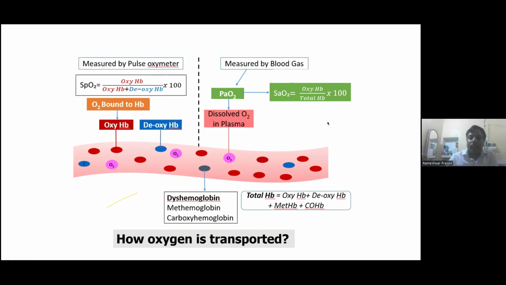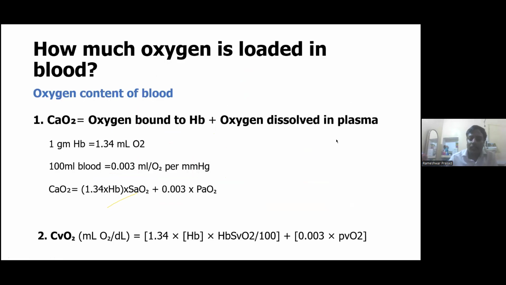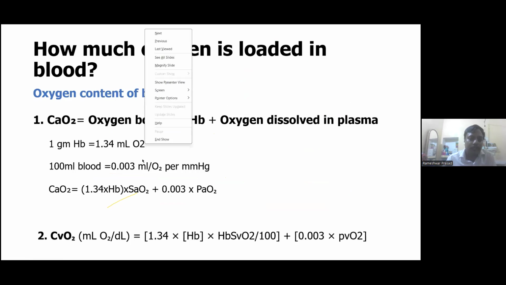Now, this is how oxygen is transported. Now, how much oxygen is transported by each ml or each deciliter of blood? This is called oxygen content of the blood. How is it calculated? This is the combination of total oxygen bound to hemoglobin and oxygen dissolved in plasma. Each gram of hemoglobin is bound to 1.34 ml of oxygen.